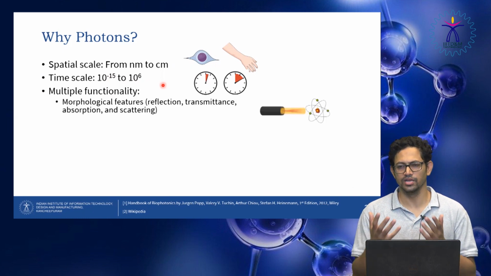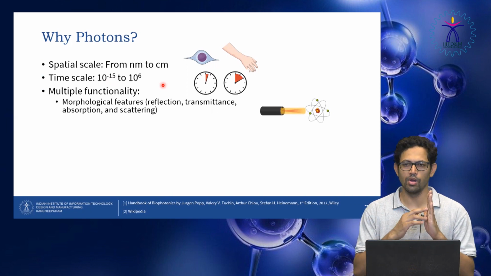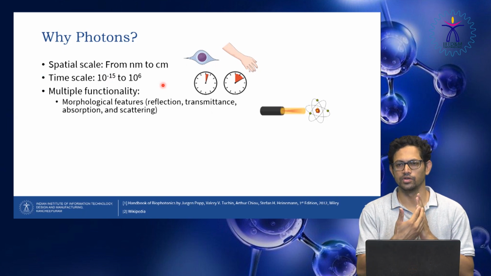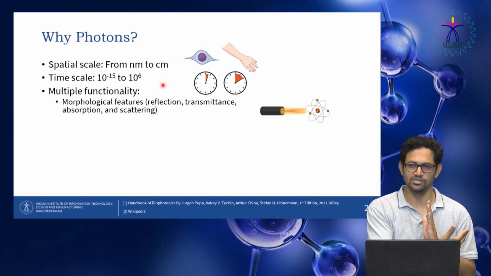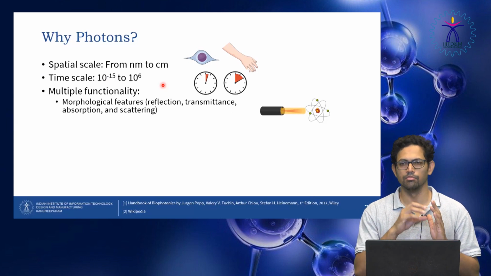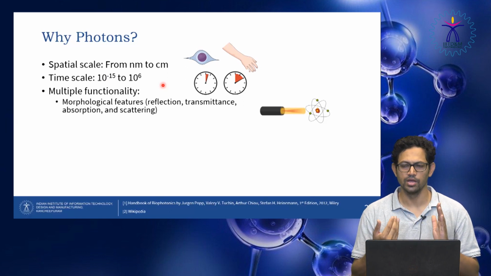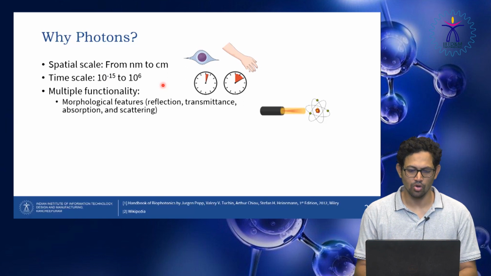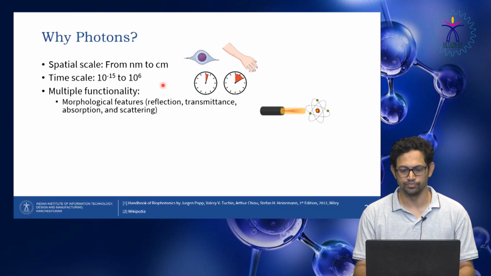It has multiple functionality. What do I mean by functionality? If I shine a light from my mobile phone to my hand, some of the light will permeate through my fingers and will pass over to the other side of my hand. Some of the light will get back scattered, so it interacts with the species or components or constituents in my hand and then reflects back, and some of it gets absorbed. So all of them could be used to understand the morphological functions within my tissue.